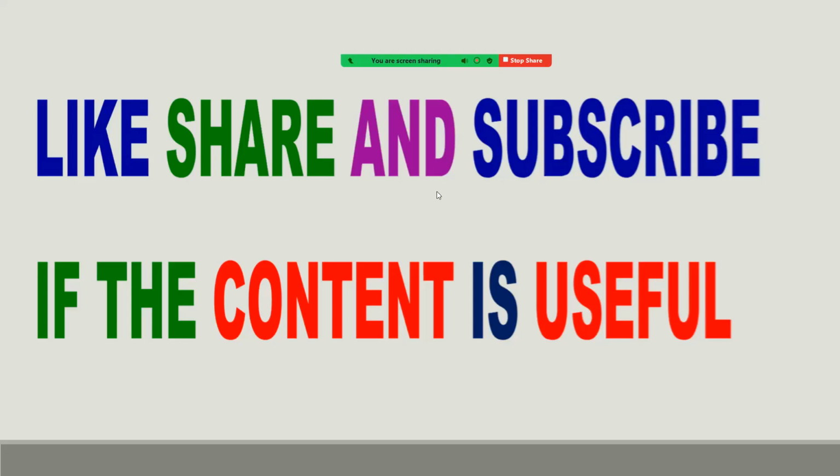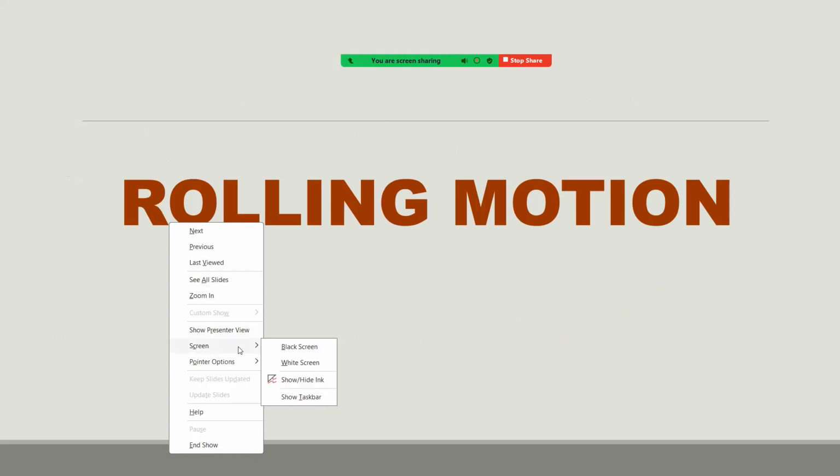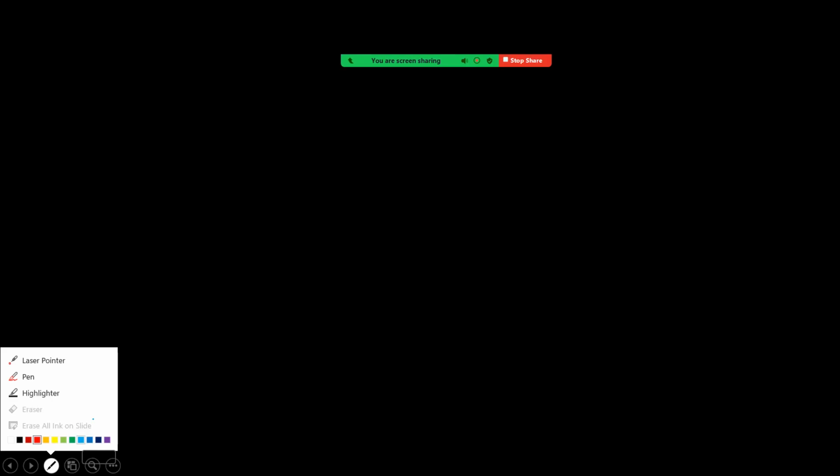Hi students, in the last lecture I discussed what is rolling motion and the condition for rolling without slipping. Let us now focus on how to calculate kinetic energy and angular momentum in case of rolling motion. Let us see now. So we want to calculate kinetic energy and angular momentum.